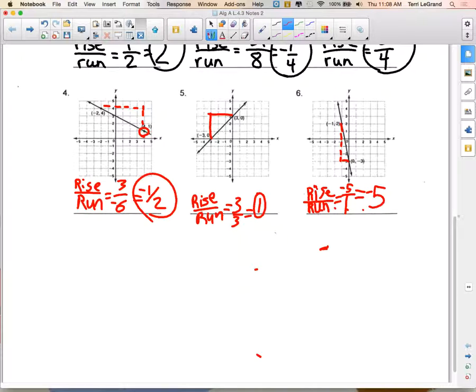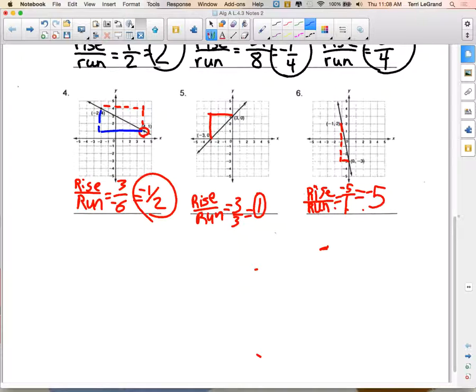Do we agree with it otherwise? Does everybody get a negative 1/2 in the end? Even if you went the other direction, even if you started with this one and went down and then right, you should get the same slope in the end. Okay, how about number 5? What should we expect first of all for this one? Behavior-wise, what's the line doing? It's rising, so what type of slope would a rising line have?